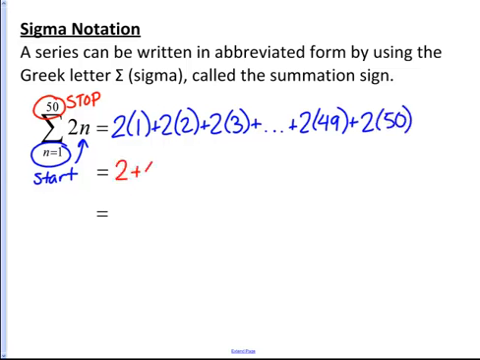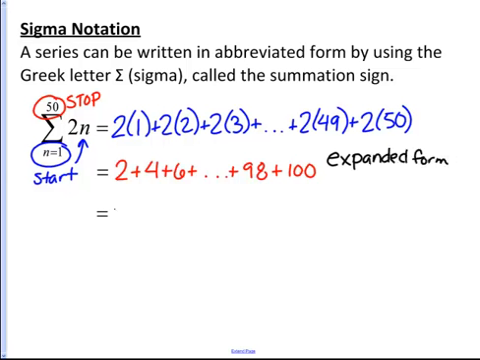That notation's a little messy, so we're going to simplify each term without actually adding them all together. That's called expanded form when it looks like this. And then, of course, you could find the actual sum, which is 2,550. We'll talk about how to do that in a later section.